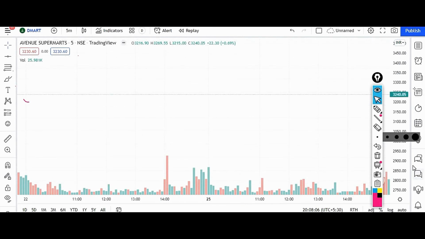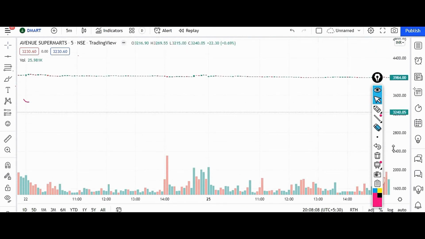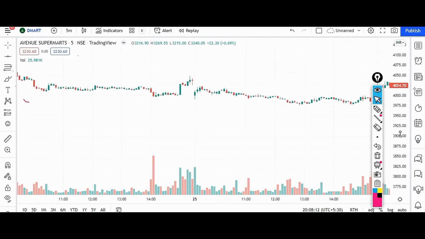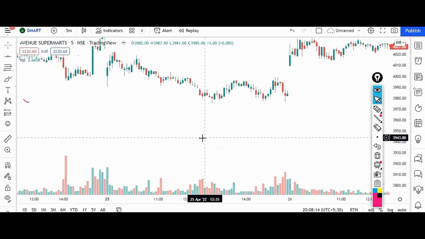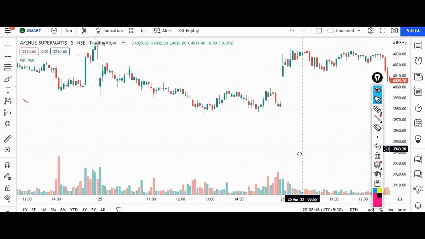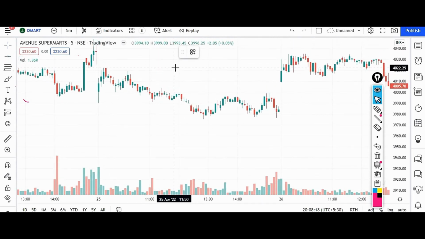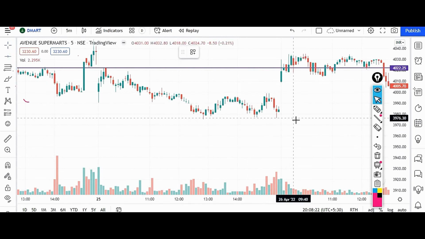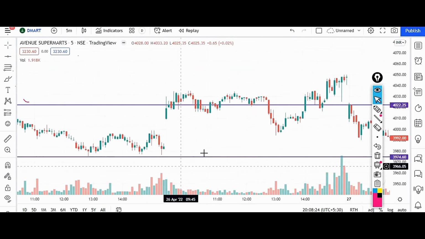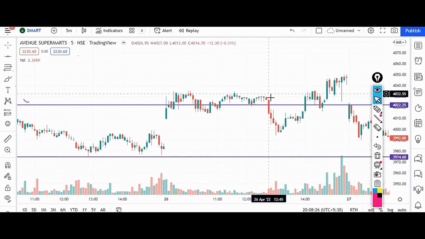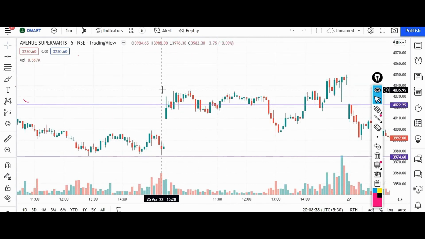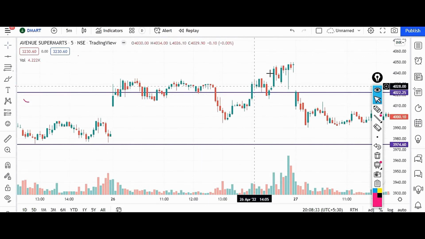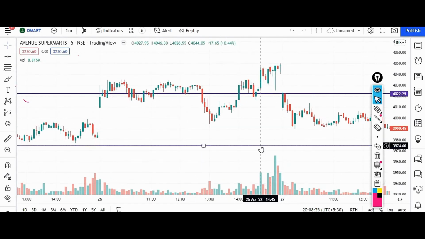To trade on 26th April, mark the levels of April 25th. Mark the levels, 1-2 SL hits, we close the trade for that day. If you are a risky trader, you can enter here and book 1:1. If you enter here, 1:1. Let's move to the next day.